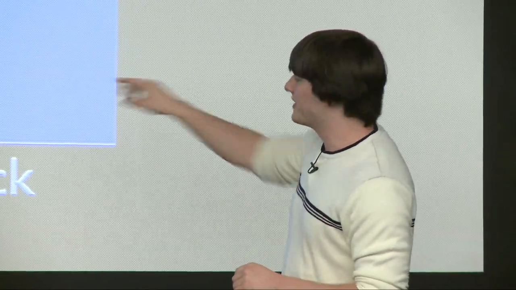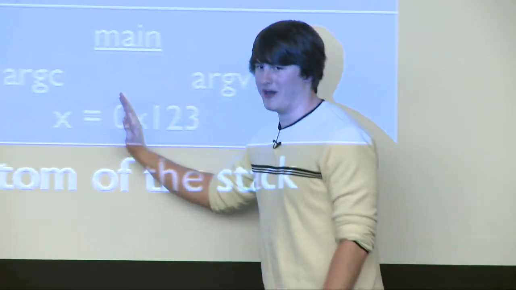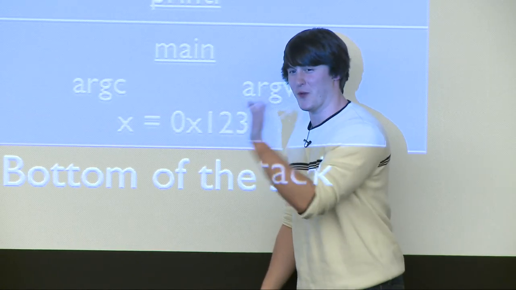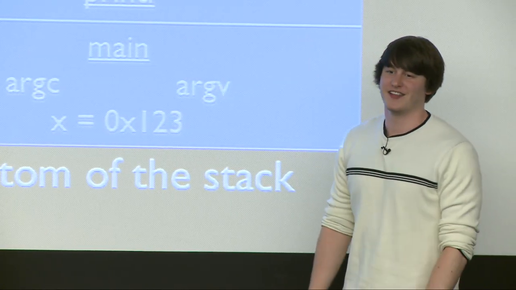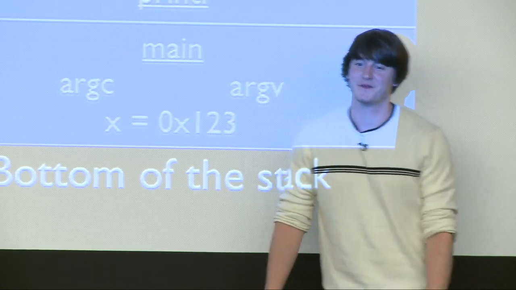Why is this pointer 4 bytes? There are a whole bunch of zeros in front of this. So it's really 0x00000123. On a 64-bit system, there would be a whole bunch more zeros.